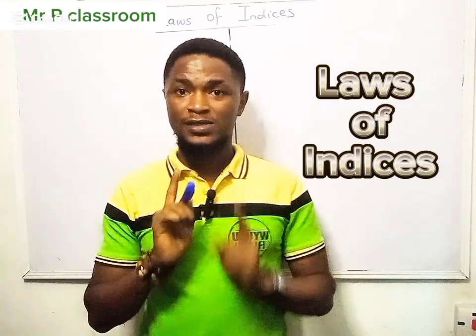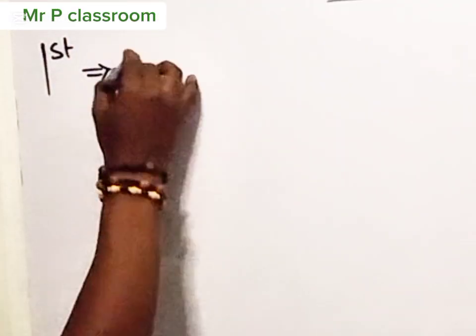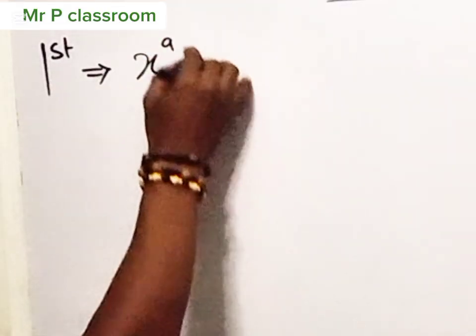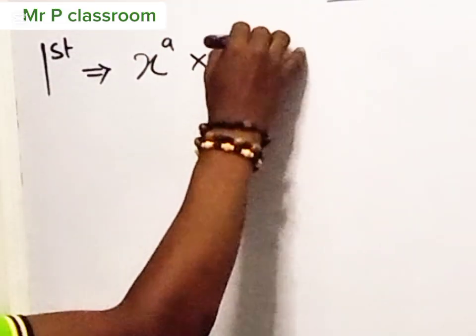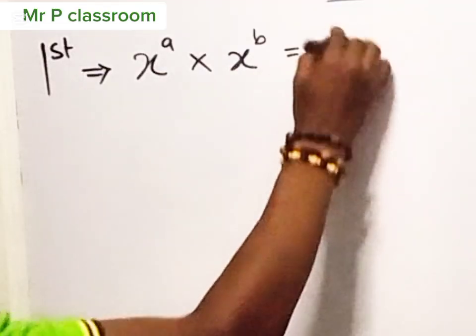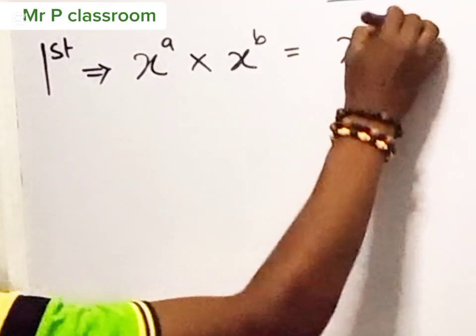The 4 laws of indices very quickly. First law is known as the addition law. It says that if you have x raised to the power of a times that same x raised to the power of b, how you can easily do this is just for you to add the power.